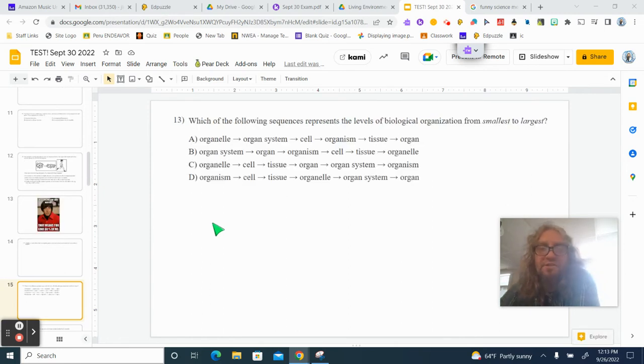Question 13. Which of the following sequences represents the levels of biological organization from the smallest to the largest? Is it A, organelle is the smallest, organ system, cell, organism, tissue, organ? Or B, organ system, then organism, then cell, then tissue, then organelle? Is it C, organelle, then cell, then tissue, then organ system, then organism? Or D, organism, then cell, then tissue, then organelle, then organ system, then organ? From smallest to largest.